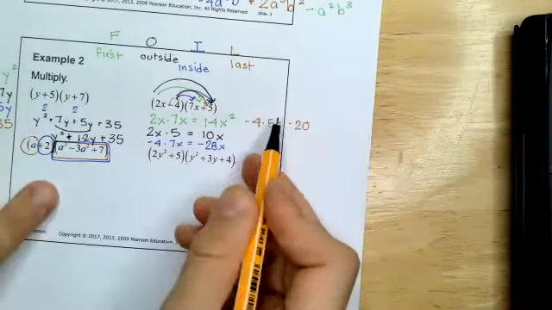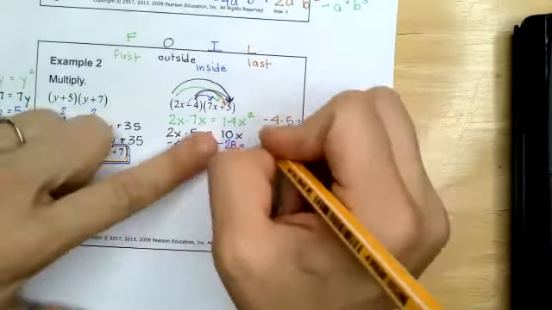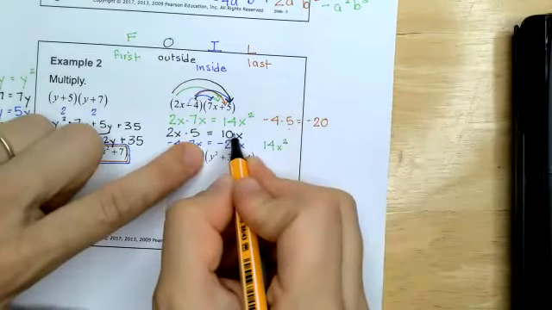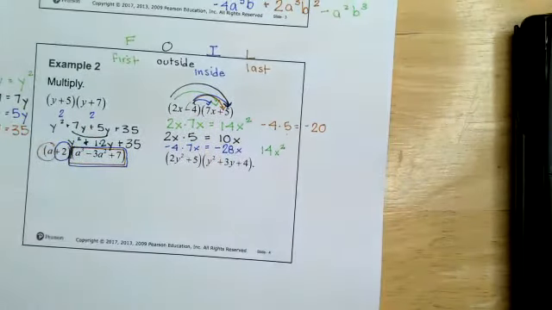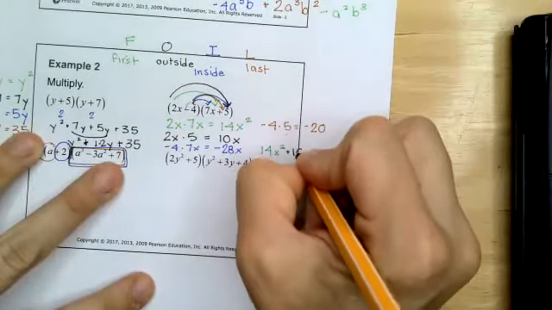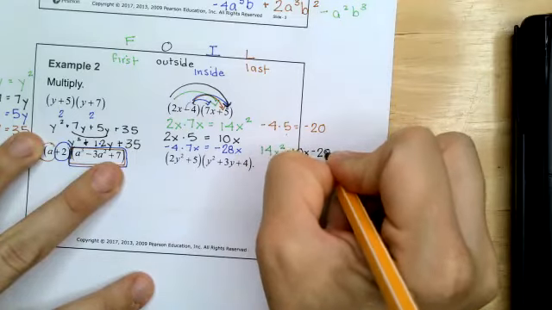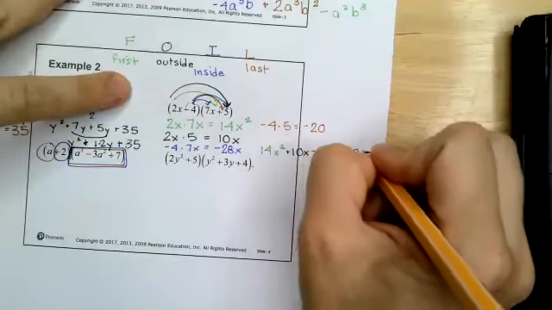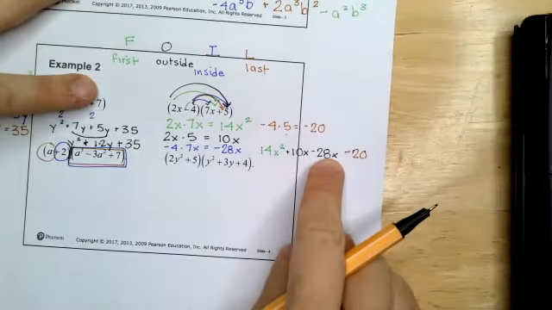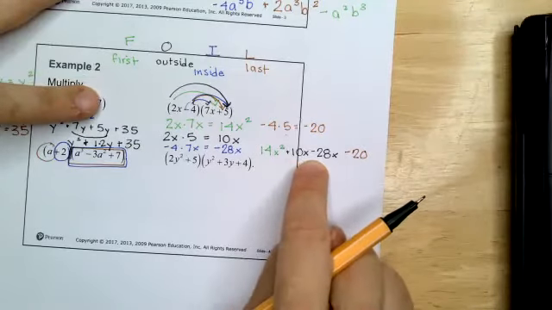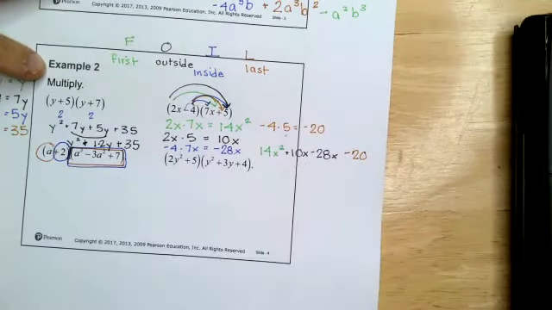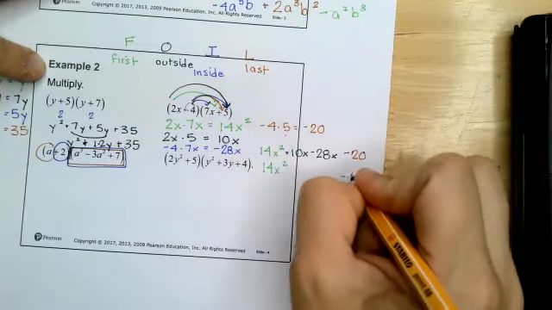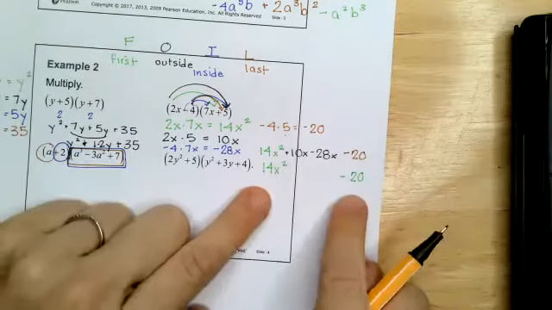And then I was going to start here, but I realized I didn't finish this. So it was 14x squared. We're going to combine a 10x and a negative 28x, right? So it's plus 10x minus 28x, and then minus 20. And then because these are like terms, you can combine them. 10x minus 28x, the other 2 stay the same. 14x squared minus 20, those remain the same.